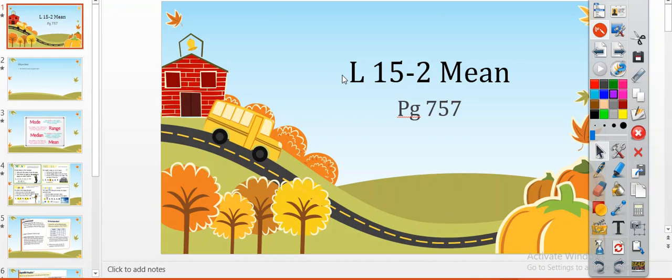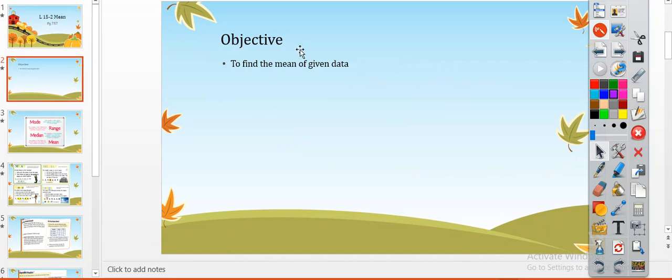Okay, open the books page 775. Page 775. Well, what is the objective of our lesson today? Today we're gonna learn how to find the mean of given data.